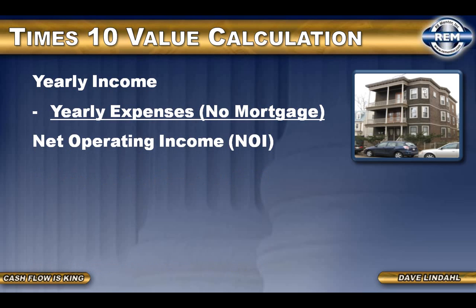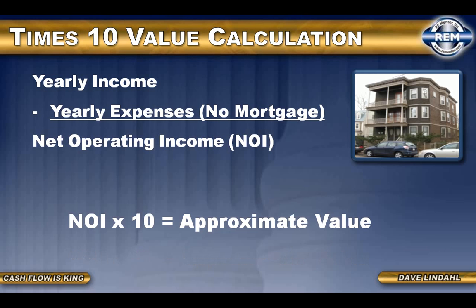As investors, we're always looking for ways to increase our net operating income, because when we increase our net operating income, we increase the cash flow of the property, which means we increase the value of the property. Because the value of our multifamily and commercial properties is all based on cash flow. All right? It's not based on the property itself, it's based on the cash flow from the property. So we take that NOI, we multiply it by 10, and that gives us the approximate value of our property.